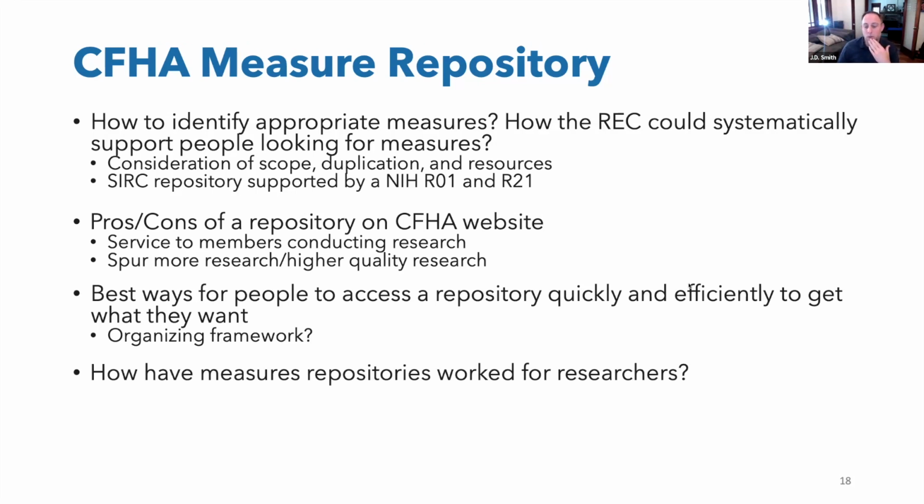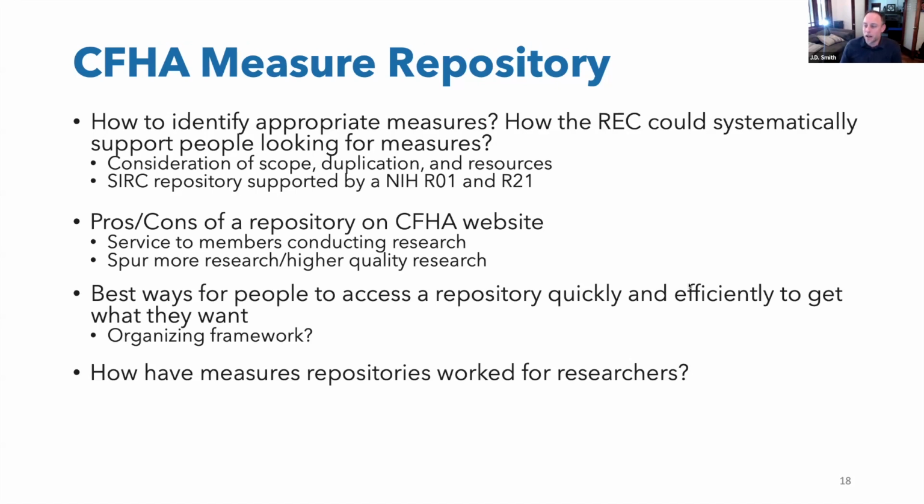How have measure repositories worked for researchers? We talked a little bit about this already. I think some work better than others, and it really depends on what is the incentive and driver for someone using a measures repository. Like I mentioned, there have been RFAs and FOAs from NIDA and NIMH and others that say you have to use tools from the PhenX Toolkit. And so it has supported researchers' work in being able to narrow down what is required.